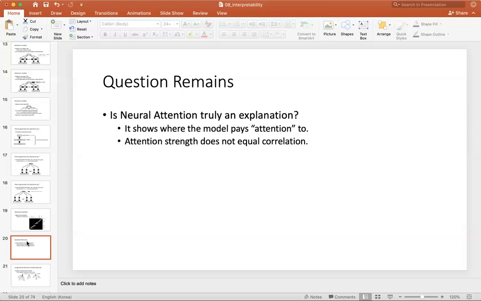All right, so moving on to how we can use it in the electronic health record setting. Any questions so far? Anything related to attention?